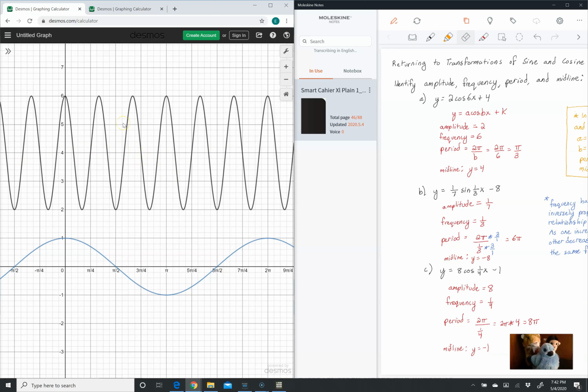Now, our amplitude is 2, right? The distance from the midline to the top is 2. The distance from the midline to the bottom is also 2, okay? The amplitude is half the distance from the top to the bottom. Our frequency is how many waves fit between 0 and 2 pi. So we have 1 wave, 2 waves, 3 waves, 4 waves, 5 waves, and 6 waves.